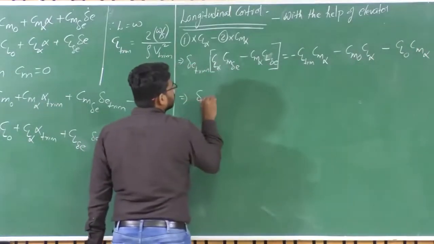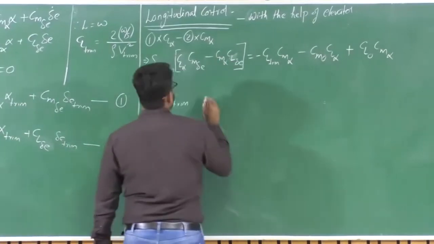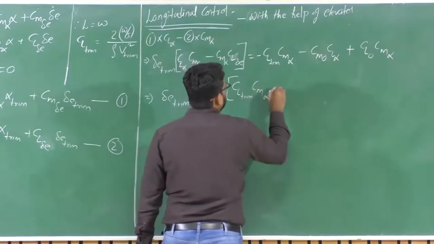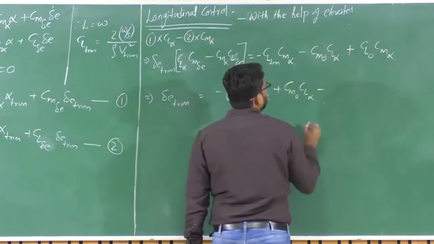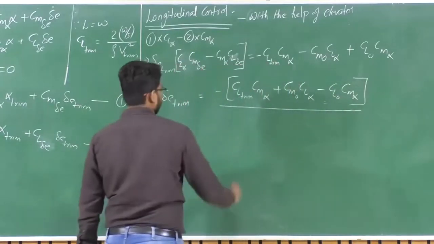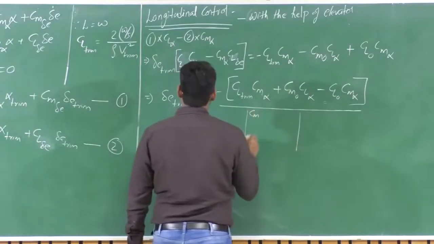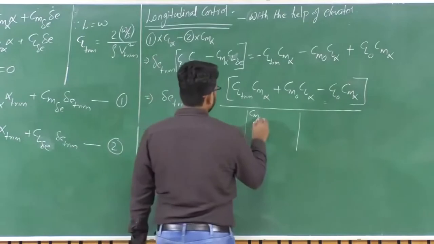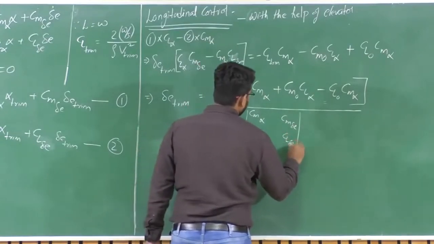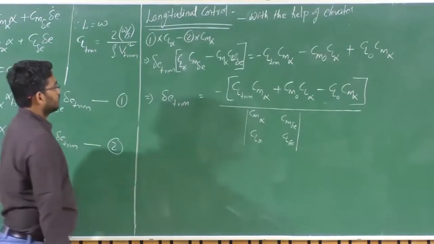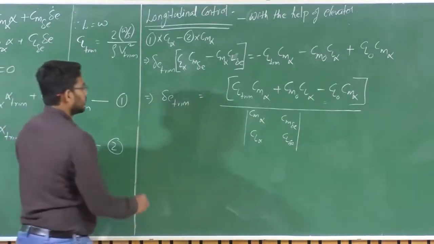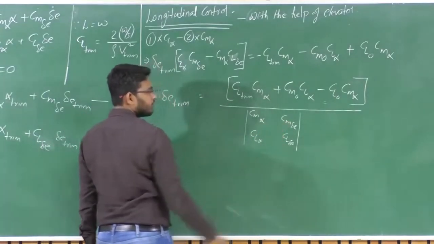So delta E trim is equal to minus of CL trim CM alpha plus CM naught CL alpha minus CL naught CM alpha, upon this, like you can say, CM delta E, right? So this is like CM alpha, CM delta E, CL alpha, CL delta E. So you can take the determinant of it. In that case, this minus will not be there. Okay? Fine? So similarly, what is this, CM alpha CL delta E minus CL alpha CM delta E?